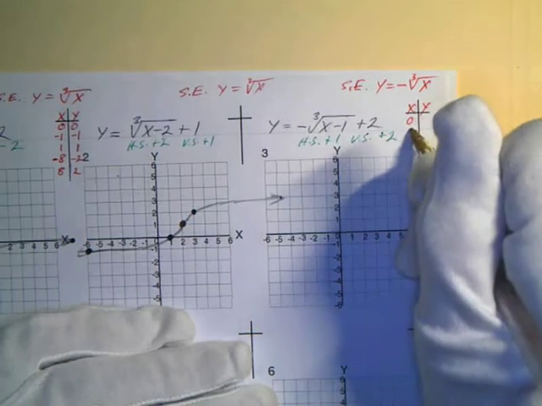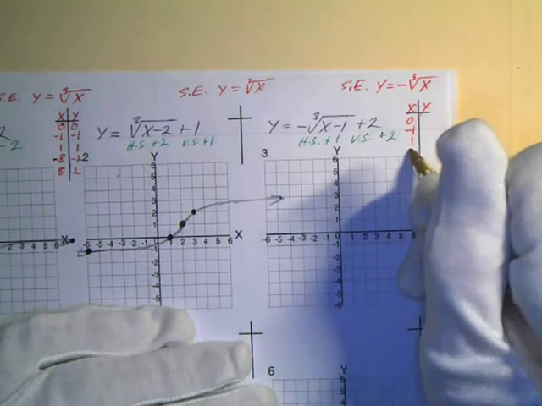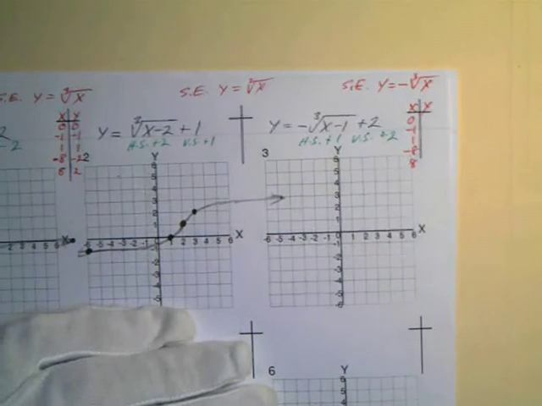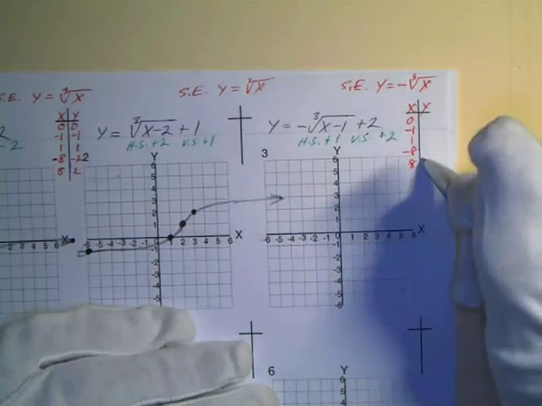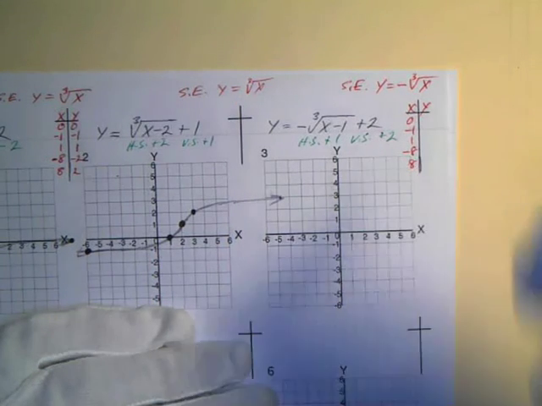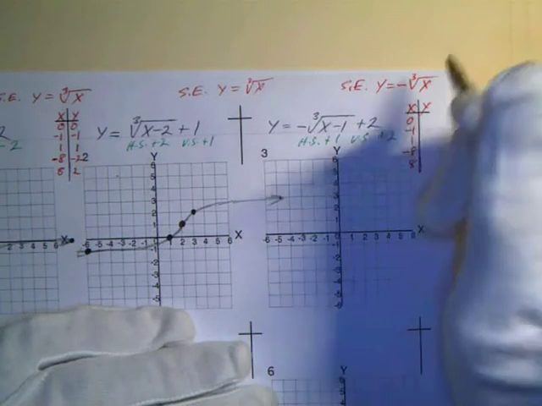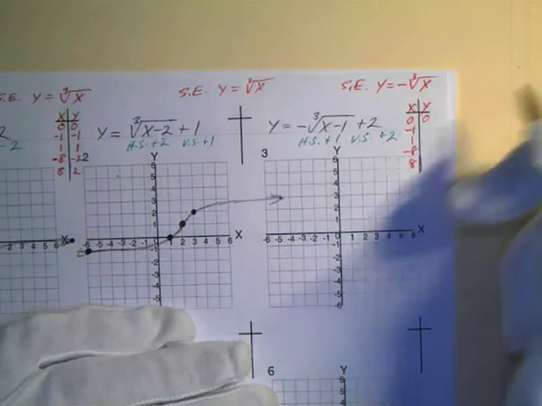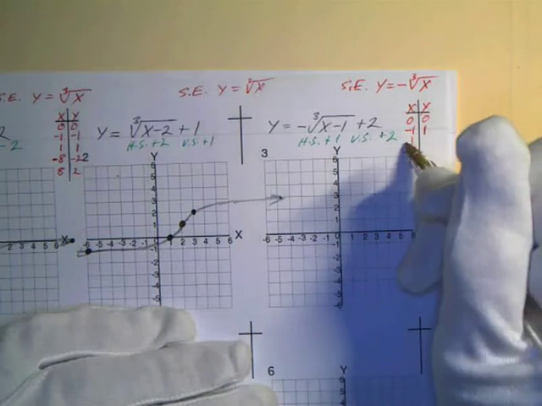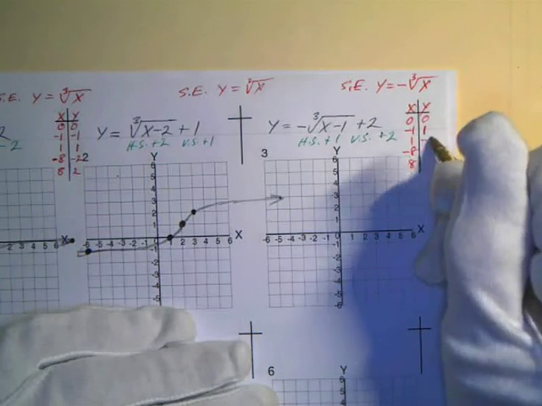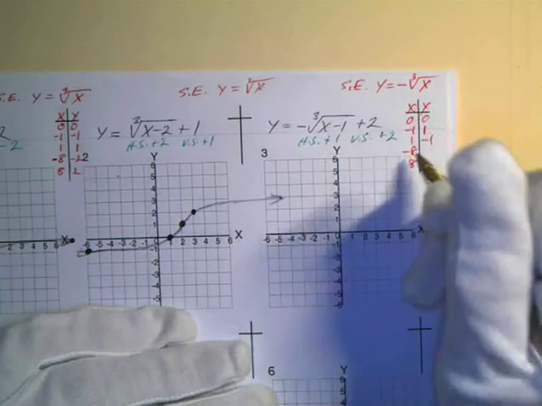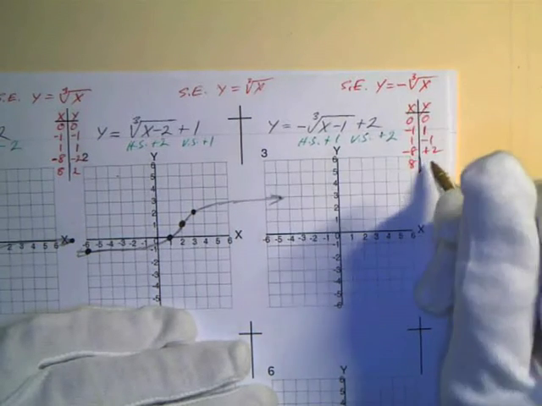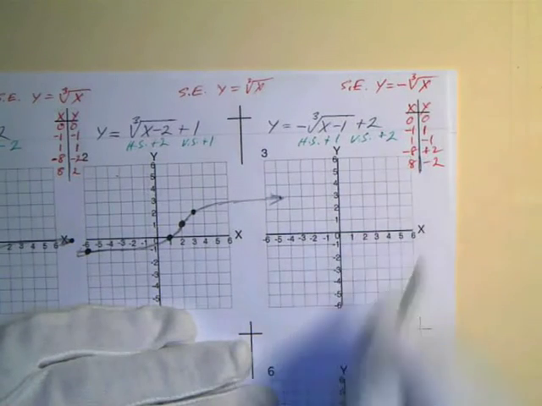So I got 0, negative 1, 1, and I want perfect cubes, so I'm going to use negative 8 and 8. And the cube root of 0 is 0, the cube root of negative 1 is negative 1, but I've got a negative in front, so a negative times a negative is a positive, so that makes that positive 1. Cube root of 1 is 1, but with a negative makes it negative 1. So it reverses the sign. The cube root of negative 8 is negative 2, with a negative makes it positive 2. And the cube root of 8 is 2, but with a negative makes it negative 2. So it kind of flips the signs over here.